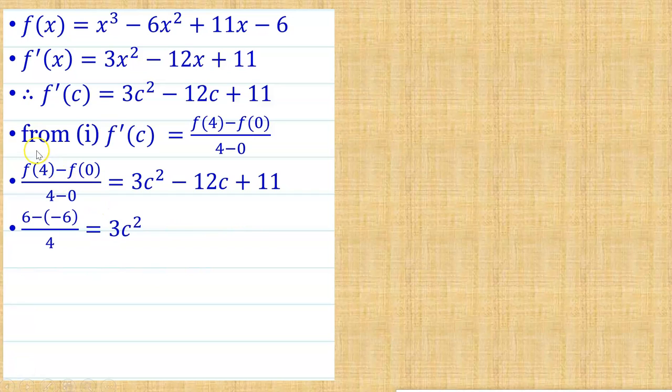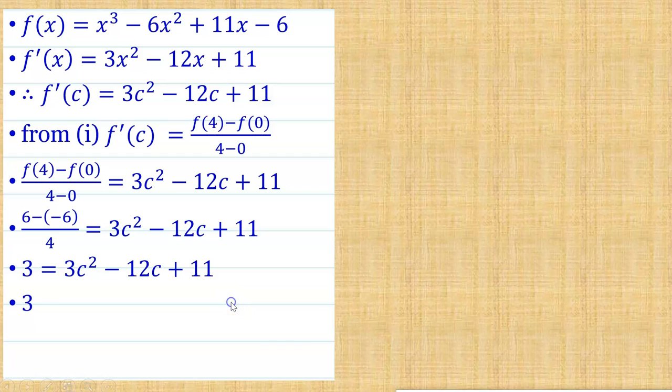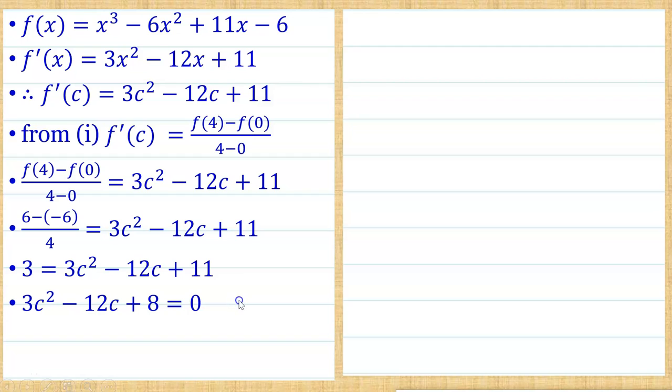I can see this f of 4 is 6, f of 0 is minus 6. 6 minus (minus 6) upon 4 is equal to 3c square minus 12c plus 11, and this is 12 upon 4, that is 3. 3 is equal to 3c square minus 12c plus 11. If we simplify it, 11 minus 3 is 8, so 3c square minus 12c plus 8 is equal to 0.